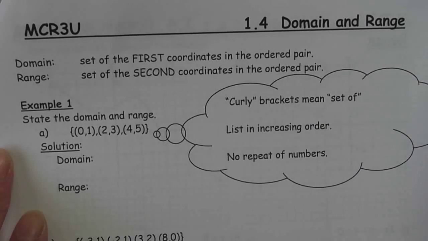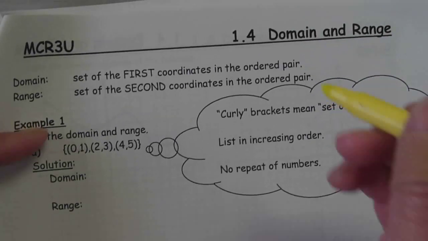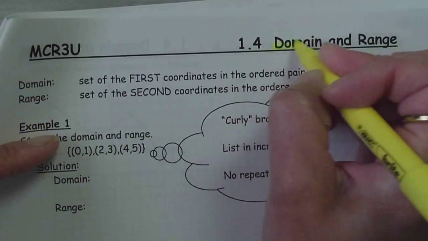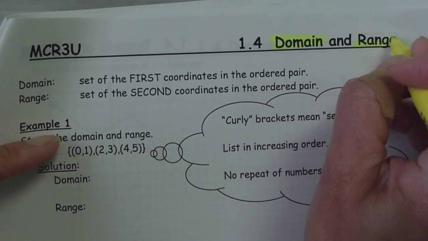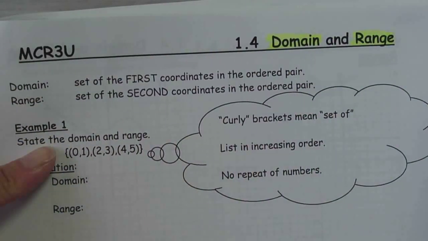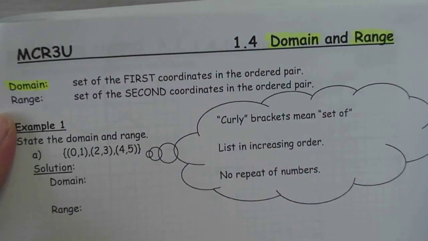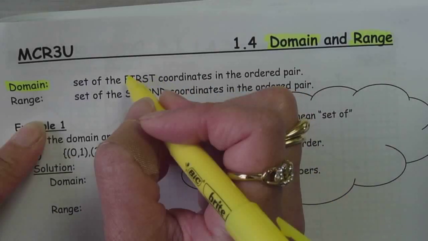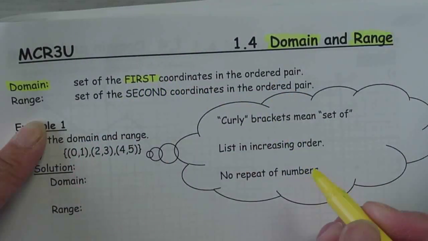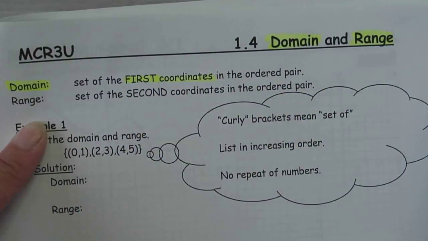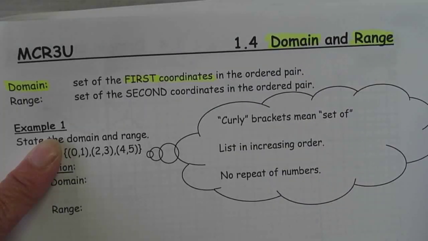Domain and range are two separate words that we need to know. So, domain and range. Okay, so let's highlight those. Domain, as we talked about before, is the set of the first coordinates in an ordered pair. Okay, first coordinates.